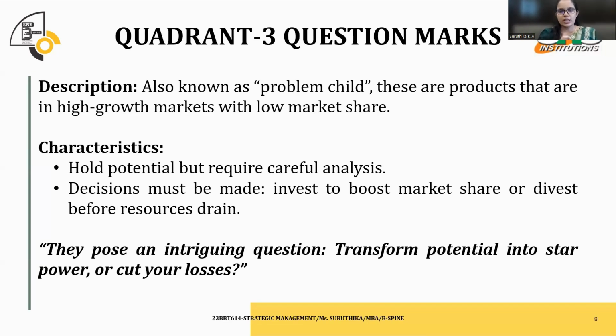The third quadrant are question marks, also known as problem children. These are products that grow rapidly, but their market share is very less. So they have a good potential, but then they require thorough analysis. We'll have to do a proper analysis of why their market share is still less. Decisions must be made appropriately, whether to invest more on these products or to stop investing on these products before the resources drain. So whether or not to invest, the decision has to be taken, investing or divesting.